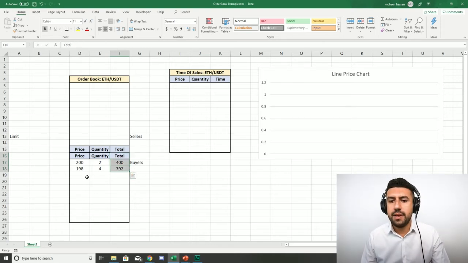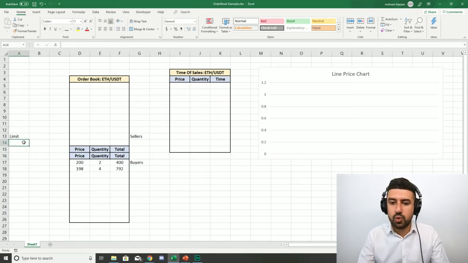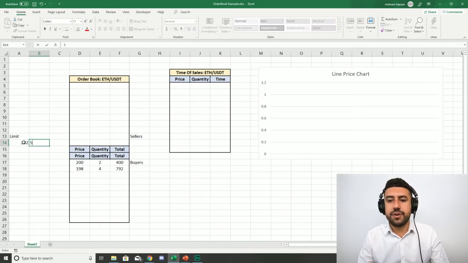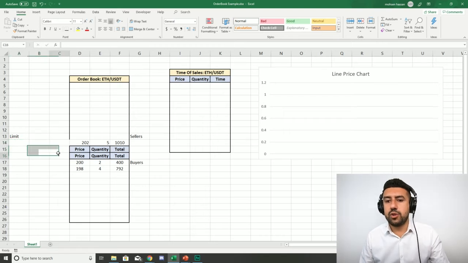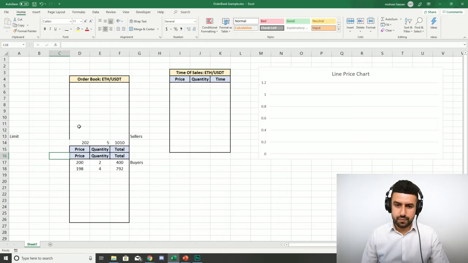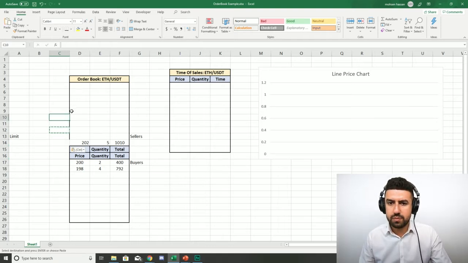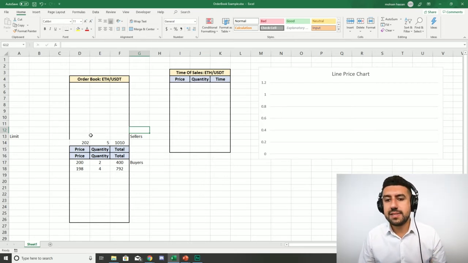Now somebody else, let's say, wants to sell, and this person wants to sell 5 Ethereums at $202. Well, this one is going to go here, and it'll show up on the sell side. So now we have this order book, but there's no transactions that happened yet. Nobody bought or sold.